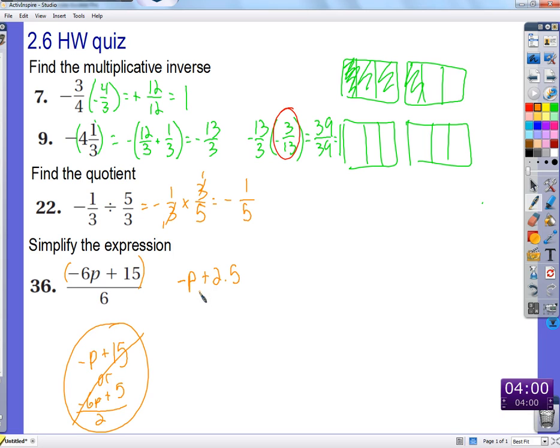But over here, John gives us the answer of negative p plus 2.5, which is an acceptable answer. There are several, well, I'll say at least 2 solid acceptable answers. Divide negative 6 by 6, you get negative 1p. Divide 15 by 6, you get 2.5.